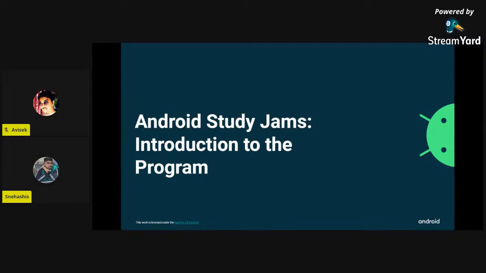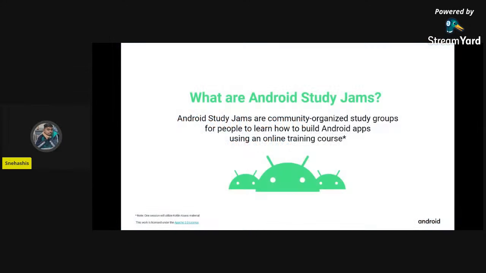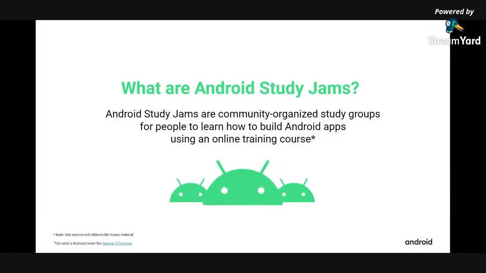Okay, thanks. So, what are Android Study Jams? Android Study Jams, as you can see on the screen, are community organized study groups for people to learn how to build Android apps using an online training course. We will be taking codelabs that are made by Google developers, which if you follow, you can learn Android very easily. We will go step by step from Kotlin, then you will learn about the Android lifecycle and a lot of things, and then we will get into the layouts and finally into coding.